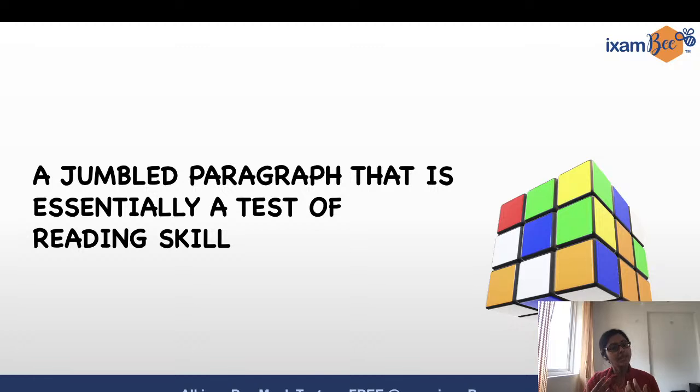So what skill am I talking about? I'm talking about the skill of establishing a link, finding out the bigger picture. Unless we find out the bigger picture, try to establish a link, find a connection, it's very, very difficult to solve Parajumble examples, right? So let's try to make things simpler.